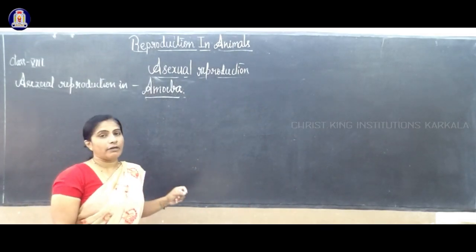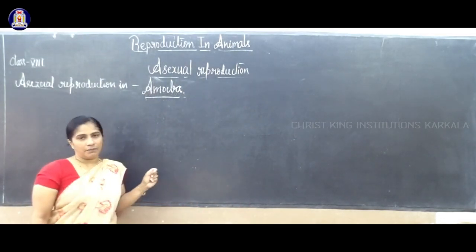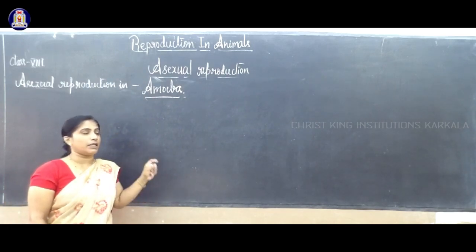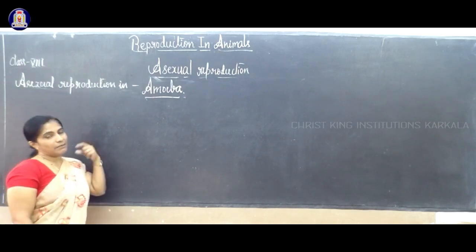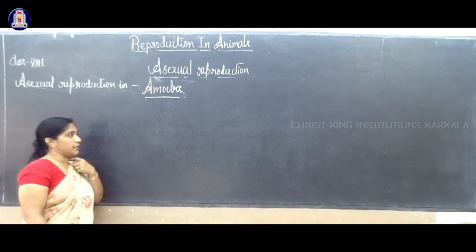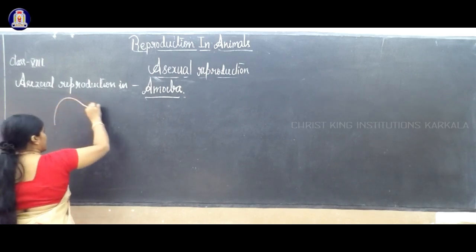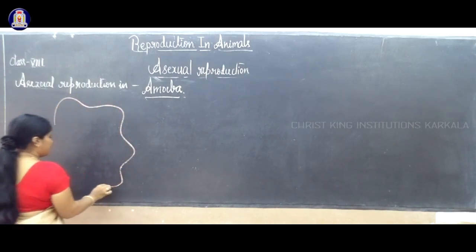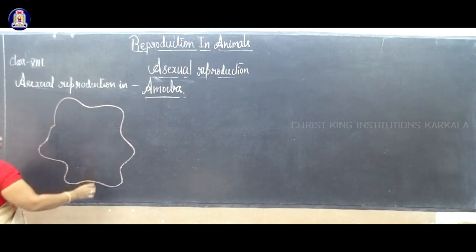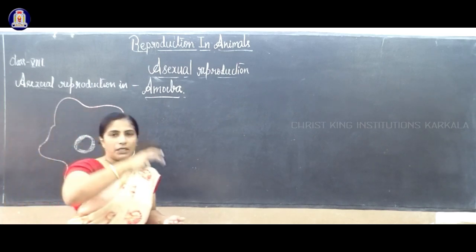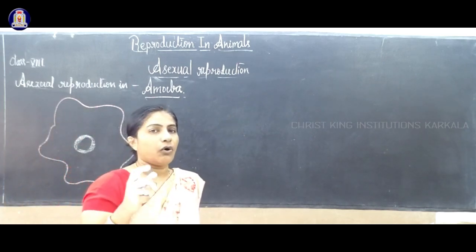We have already studied binary fission in amoeba. Multiple fission is not included in your lesson, but I will teach you what multiple fission is and how it takes place. For example, imagine a single amoeba cell. In unfavorable conditions, there is a formation of a spherical structure called the cyst.